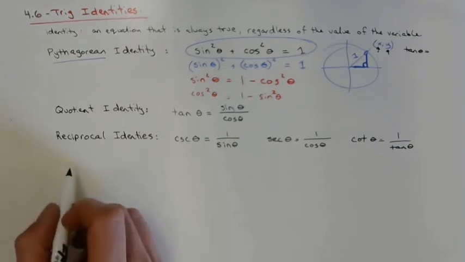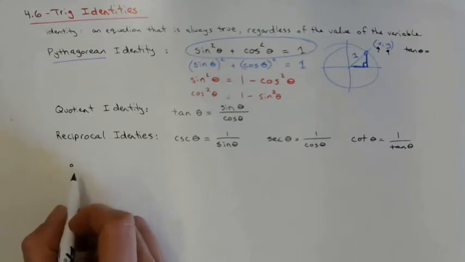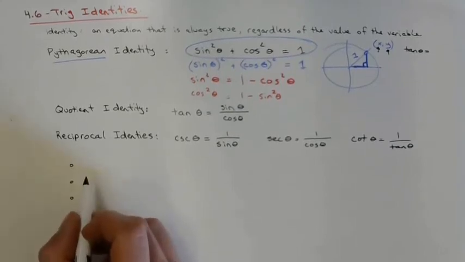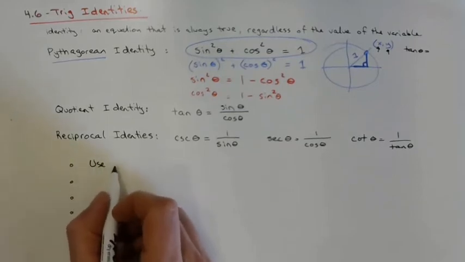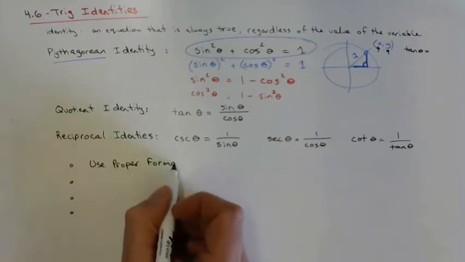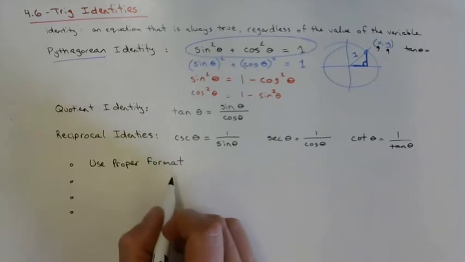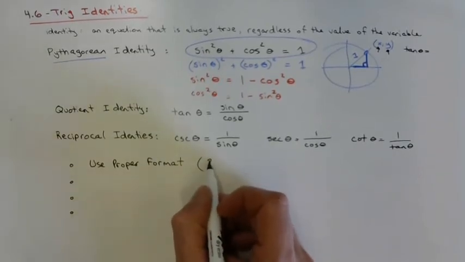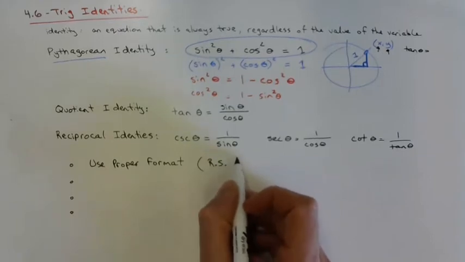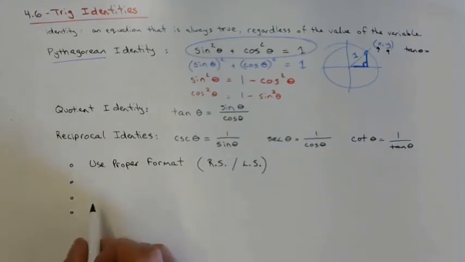All right. Now you have steps to proving trigonometric identities. You have 4 bullets there. These are the steps to proving trigonometric identities. The first one is you are going to use proper format. When? Every time. Even on a test? Yeah, every time. Okay, here's a reminder. It's right side, left side. That's how I'll refer to the format. You'll see it as we work through it.